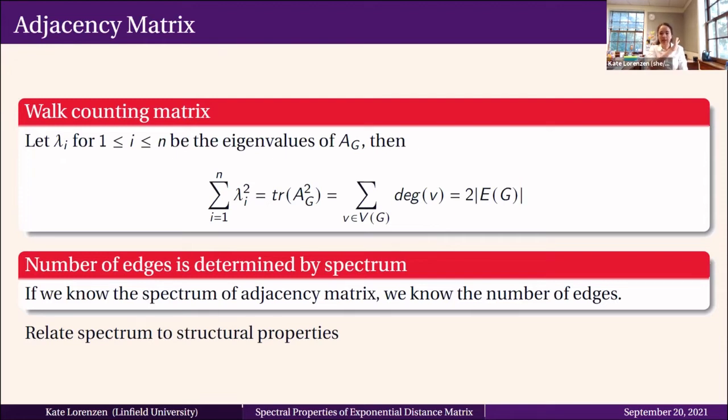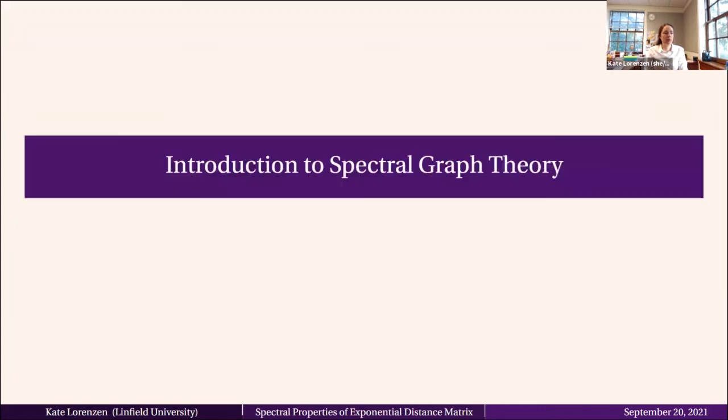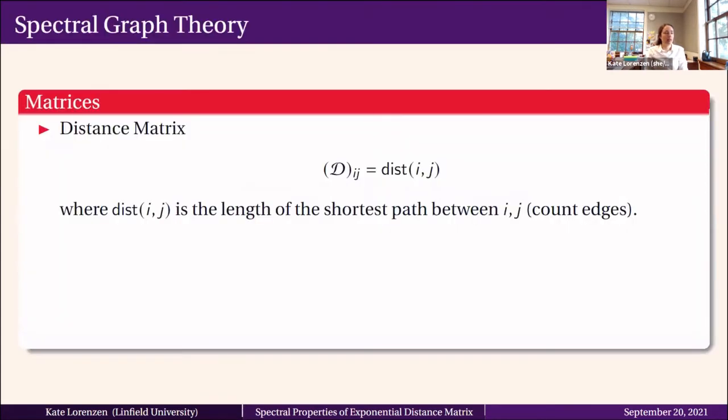All right, so the matrix I want to be talking about today is the exponential distance matrix. To get there, I want to first talk about the distance matrix. So for my distance matrix, I want to define the ijth entries to be the distance between vertex i and vertex j, where I want that to be the length of my shortest path between them, and I'm going to think about it as counting my edges.